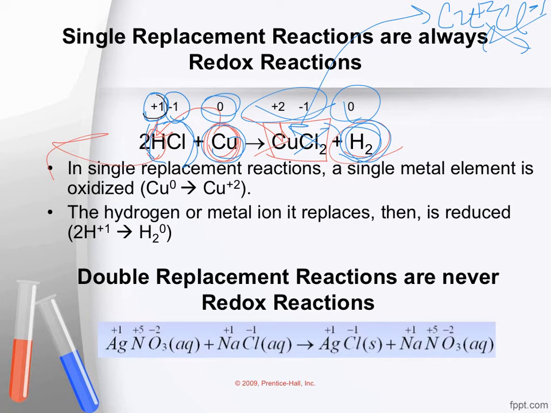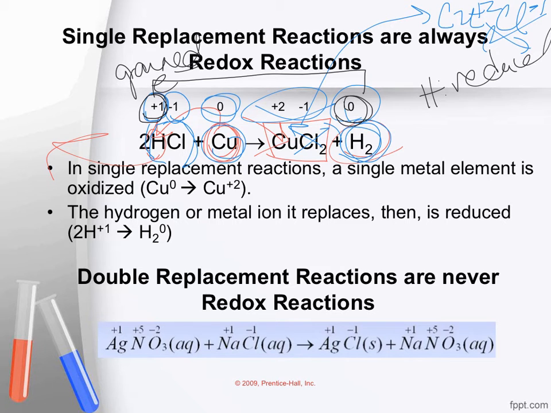Well, hydrogen has gone from +1 to 0. Definitely changed. Did it gain or lose? It got more negative, right? So it gained electrons, and therefore hydrogen in this case has been reduced. All right, means something had to have been oxidized. So chlorine goes from -1 and it stayed -1. So chlorine has not been oxidized or reduced.